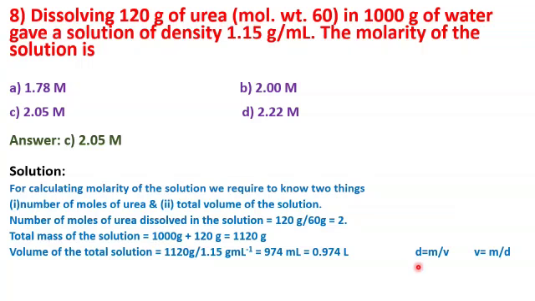You know that density is equal to mass by volume. So rearrange the equation for volume: volume is equal to mass divided by density. The mass you calculated in the previous step, and density is given in the question. Substitute the two values and you will get the answer in milliliters. Converting milliliters into liters, it becomes 0.974 liter.